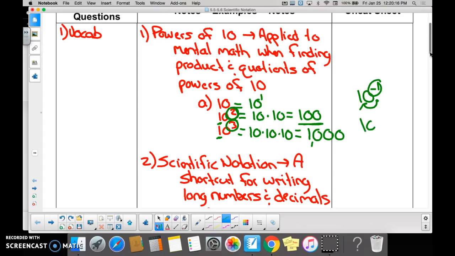So 10 to the negative second power would be taking your decimal point and moving it over 2 places, so you get 1/10, and so on and so forth. So again, a negative exponent means you move to the left, a positive exponent means you move to the right, and we're using these with powers of 10 to help us understand scientific notation.